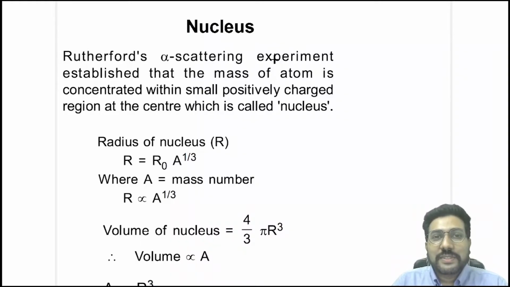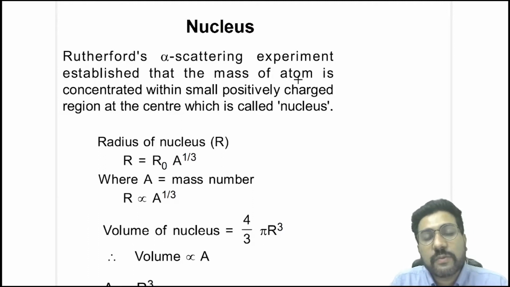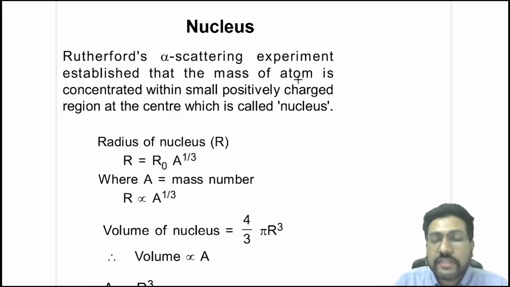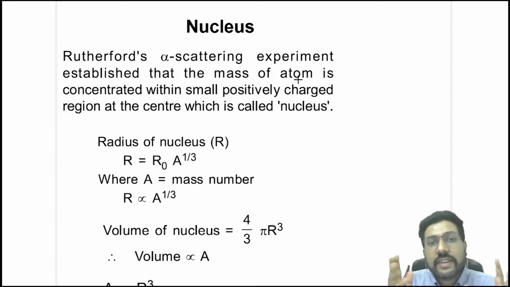Hello, my dear students. In today's class, we'll be starting with a new chapter, and that is nucleus. We have already discussed Rutherford's alpha particle scattering experiment, right? In that experiment, we have seen that the mass of the atom is concentrated within a small positively charged region, and this small positively charged region was named by Rutherford as nucleus. Now, what is the radius of this nucleus?